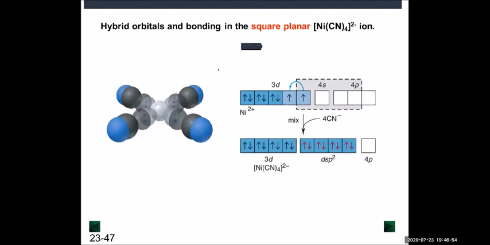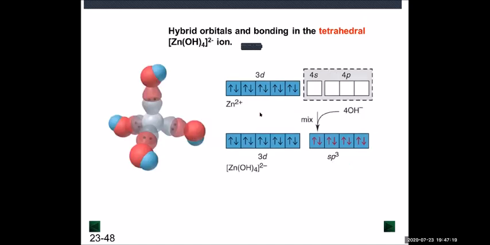And this is the square planar complex ion. For square planar, you get a new, very interesting hybridization: dsp2 hybridization. Never seen that before. It's only for transition metals. They explain the bonding and geometries. So these are the tetrahedral. This is also sp3, since it's tetrahedral.